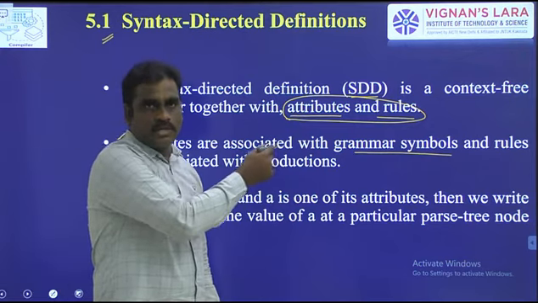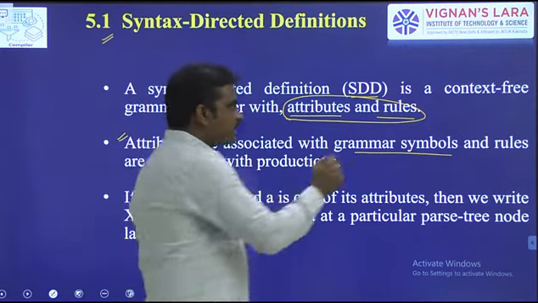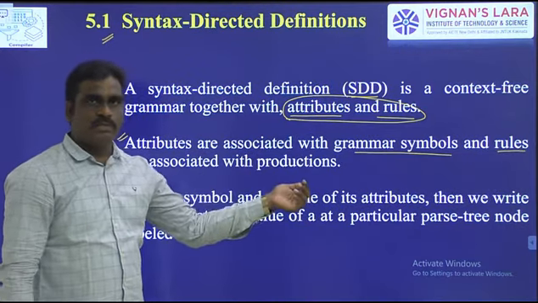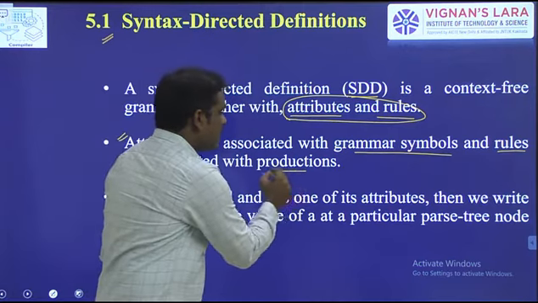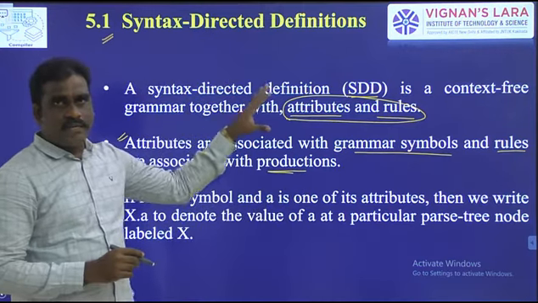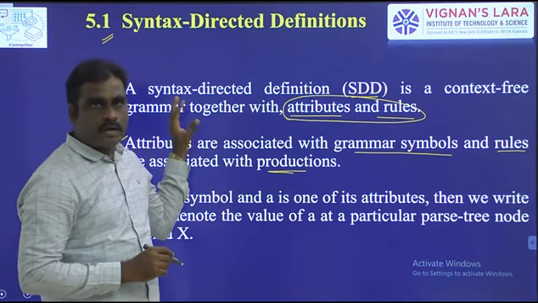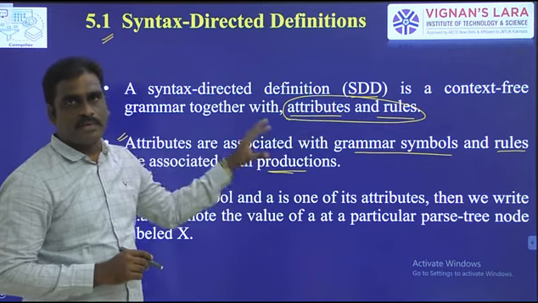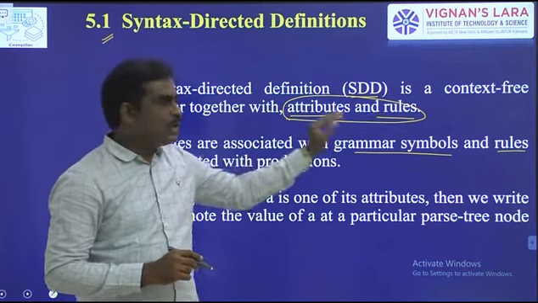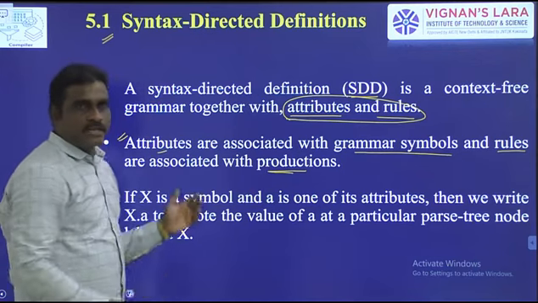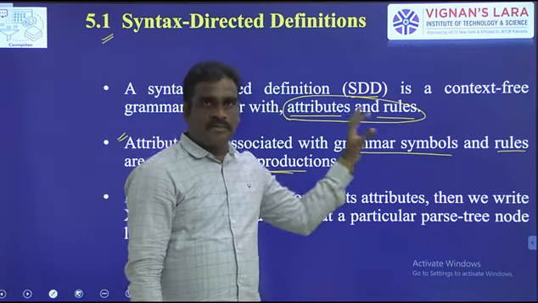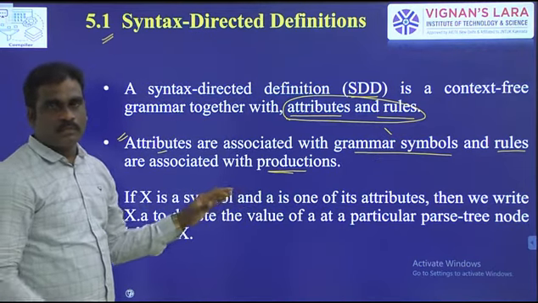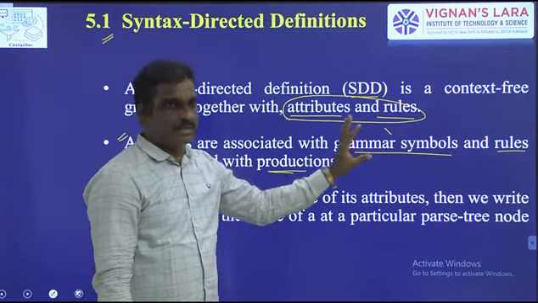Generally we take the non-terminal symbols. The second one is the rules. Rules are associated with productions. So SDD is a context-free grammar together with attributes and rules. What is meant by attribute? The attribute is associated with the grammar symbols, and the rules are associated with the productions.